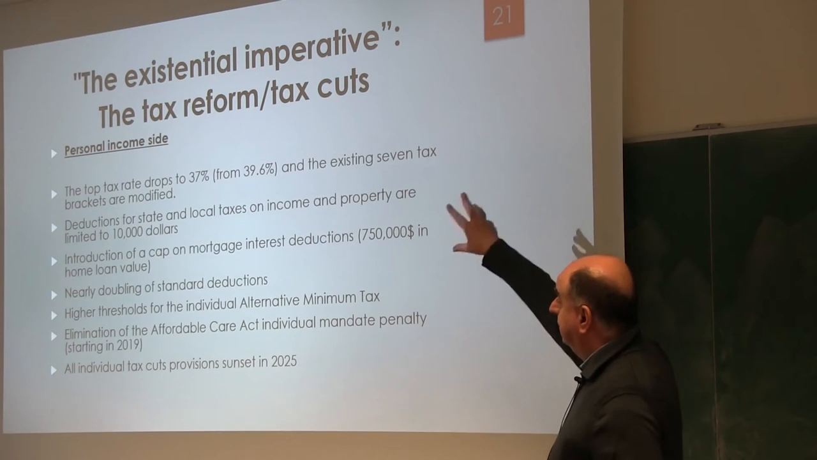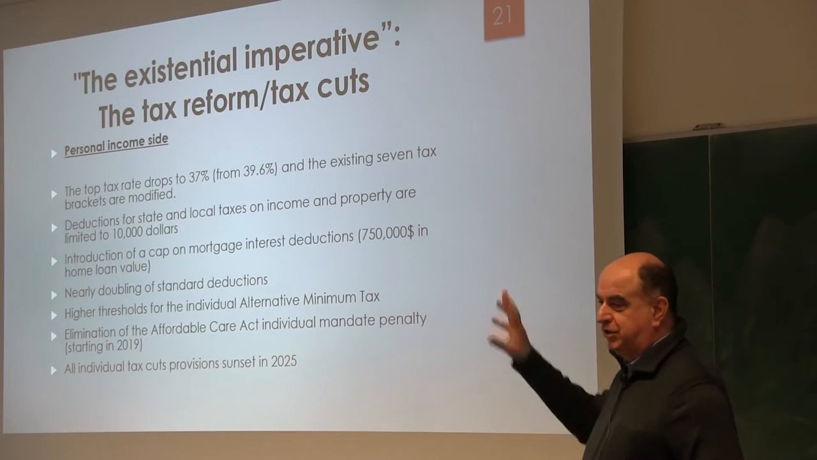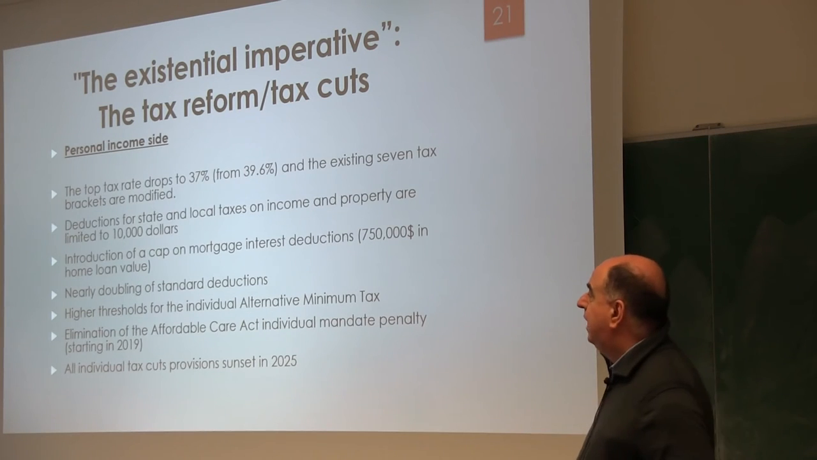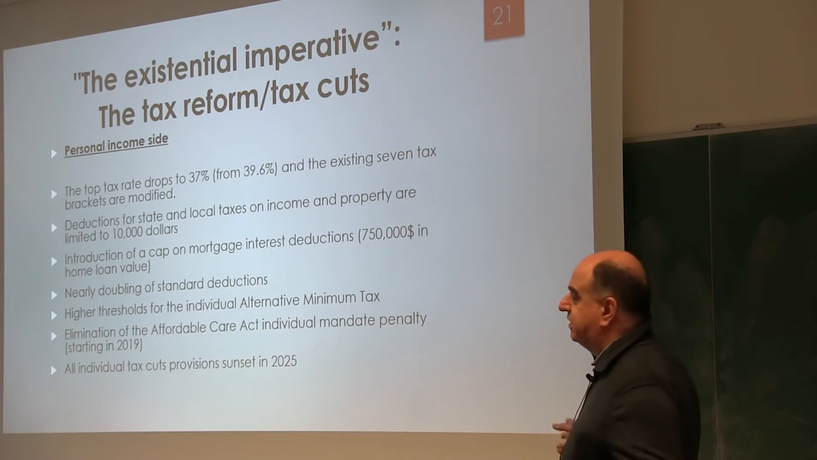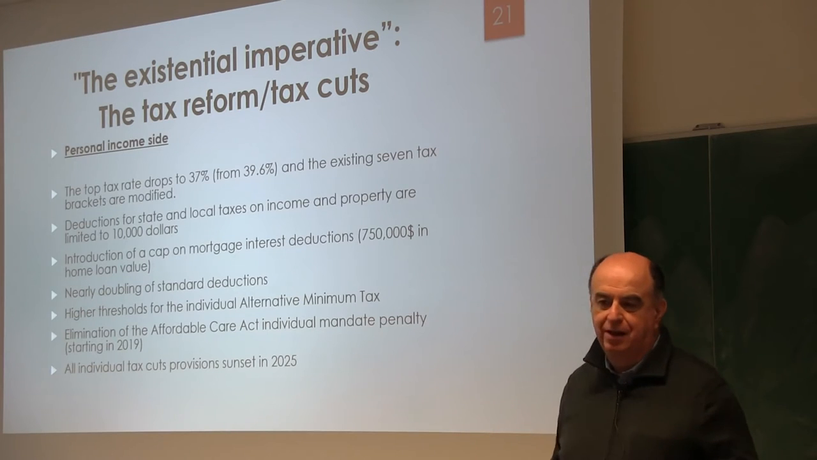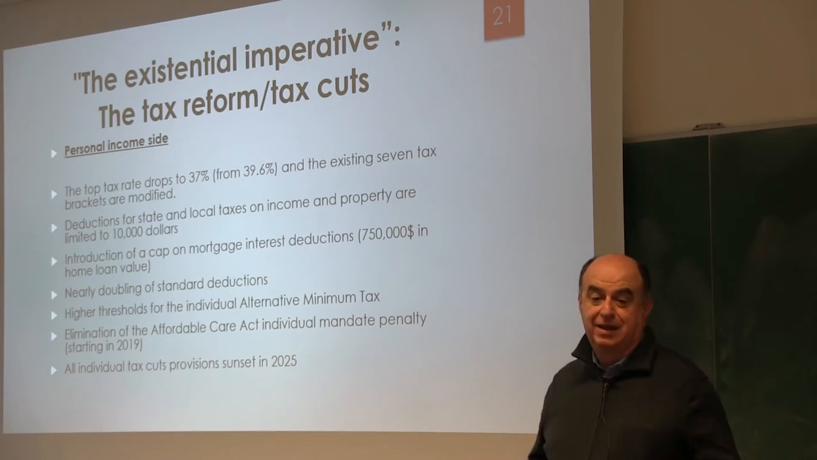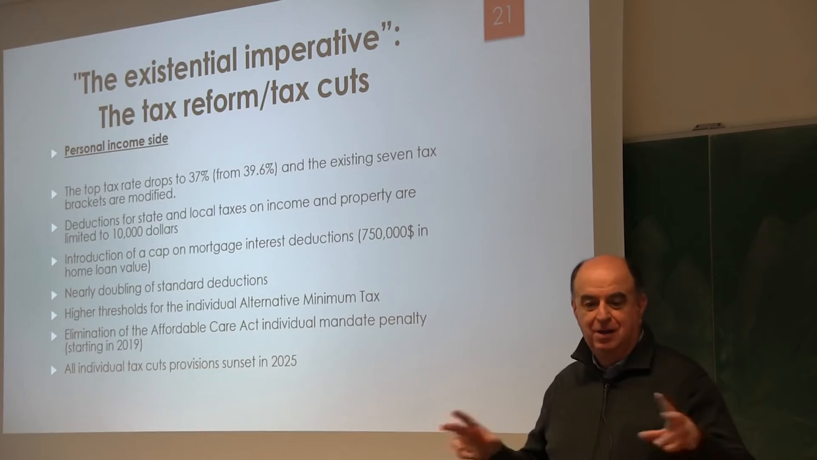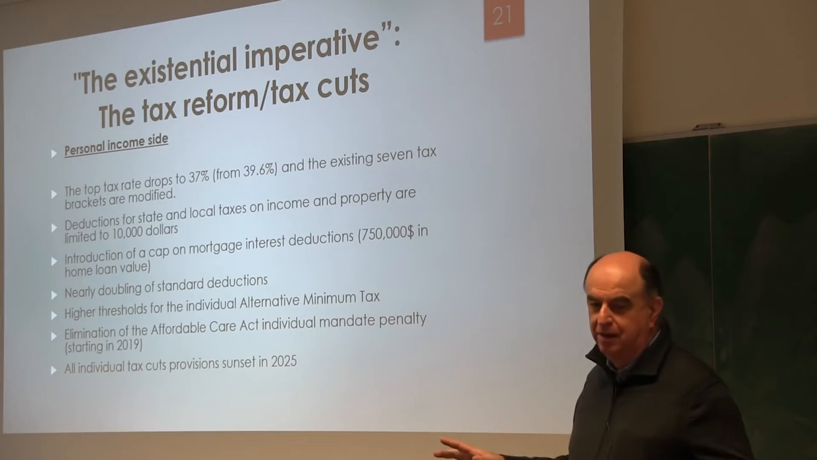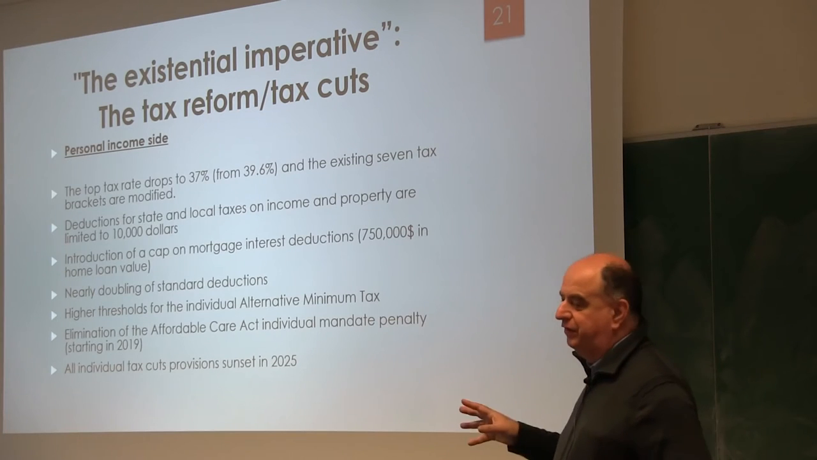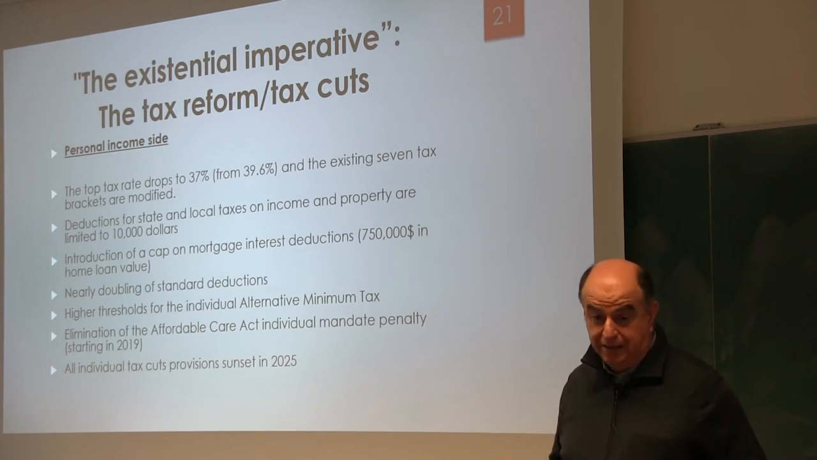This is the existential imperative, I took it from Karl Rove, who was the chief political advisor of President Bush and is still an influential Republican commentator. He said that if after having failed with Obamacare, we fail with tax cuts and tax reform, which has always been the flagship of the proposal of the Republicans and the Conservatives, then we are dead. And therefore, despite a lot of difficulties, in the end, the tax reform and tax cuts pass.